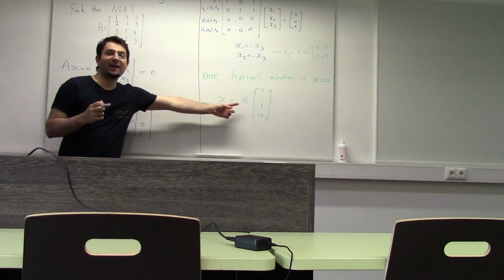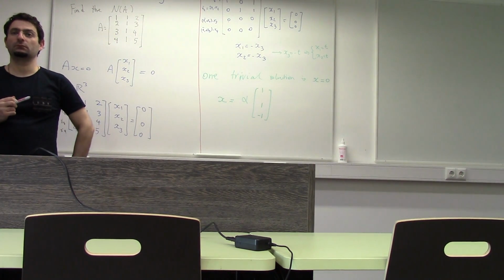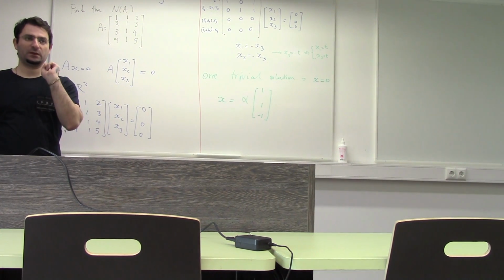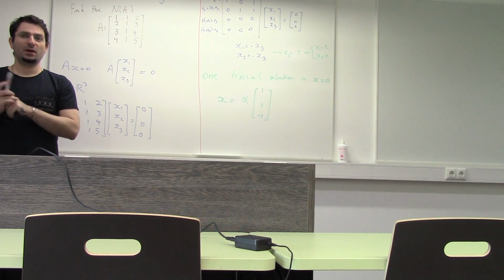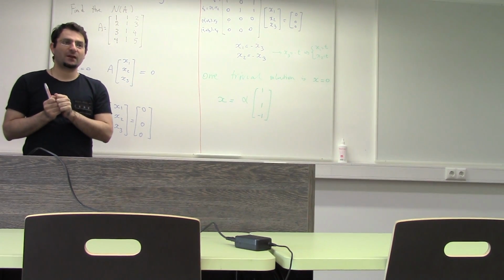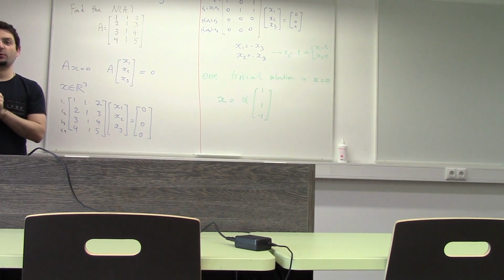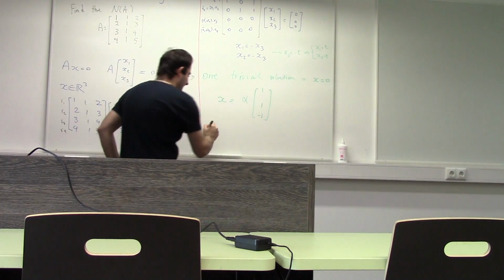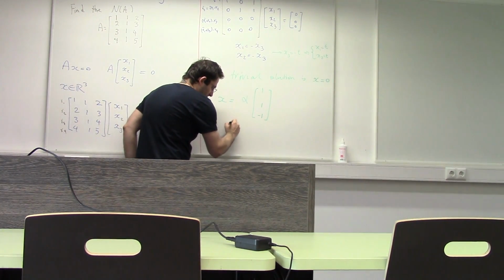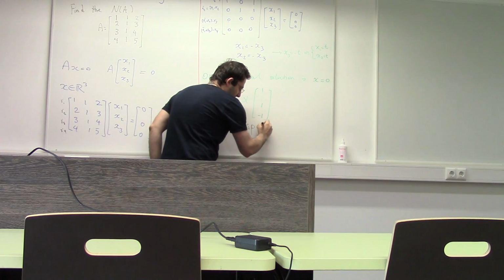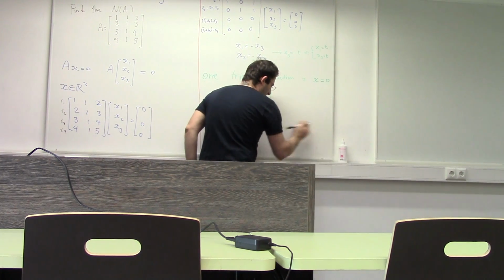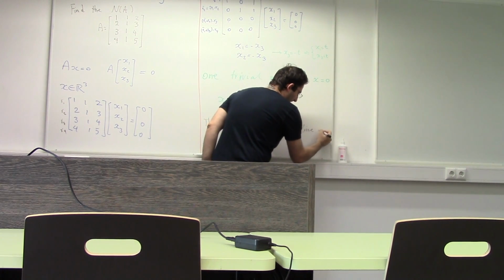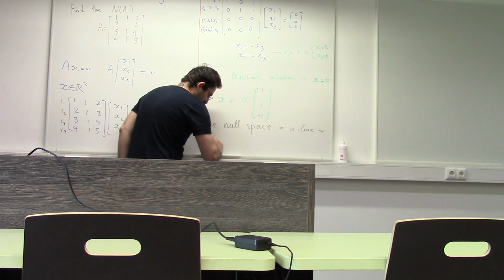How many values for alpha do I have? Infinitely many, so definitely not a point. But we have infinitely many points, so you have to see the relationship of these points. You draw it. What is that? It's a line. Then this null space is of course a line in R3.